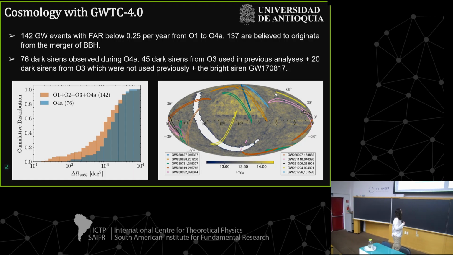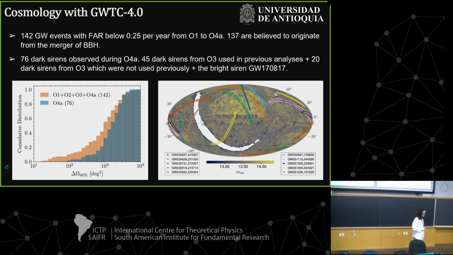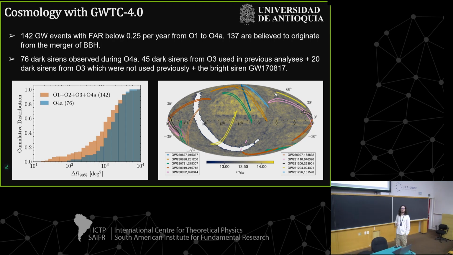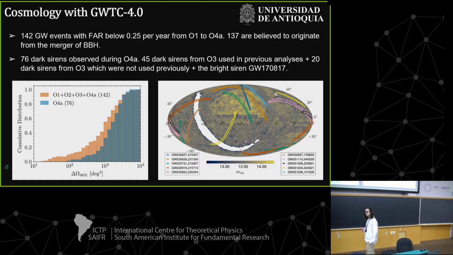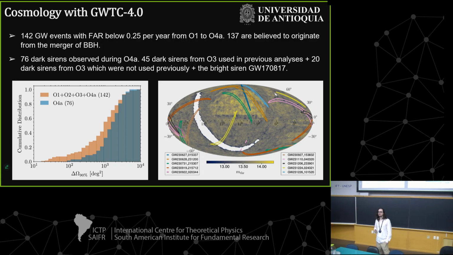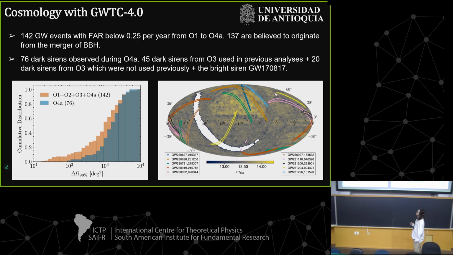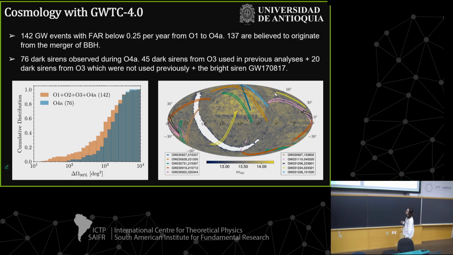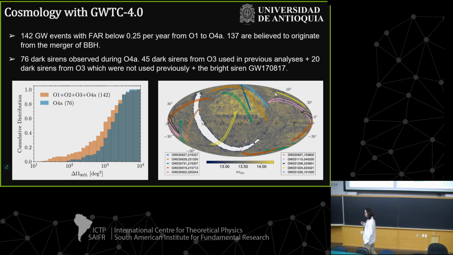And out of these 142 events, 137 are believed to be binary black hole systems. And the remaining 5, some of them are neutron star black hole systems, and others are binary neutron star systems. And out of these 142 events, 76 are dark sirens observed during O4A. 45 are dark sirens from O3 that were used in previous analyses, for example, the one I showed you before, but excluding one event.